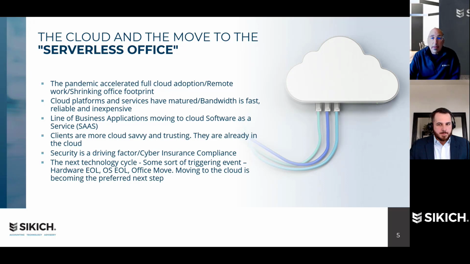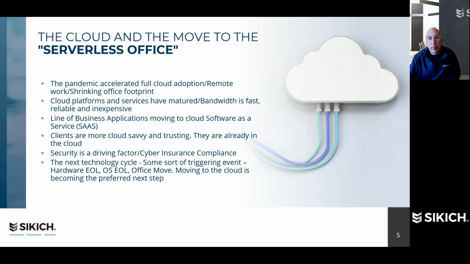And lastly, many clients are getting to the end of a technology cycle with their on-prem servers, office operating systems, or line of business applications. Others are shrinking their office footprint. So they're, in essence, being forced to make a decision: reinvest in their current infrastructure, or move to the cloud. And as we sit here today, moving to the cloud is becoming the preferred choice whenever possible.